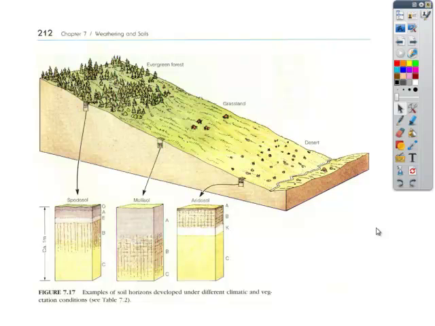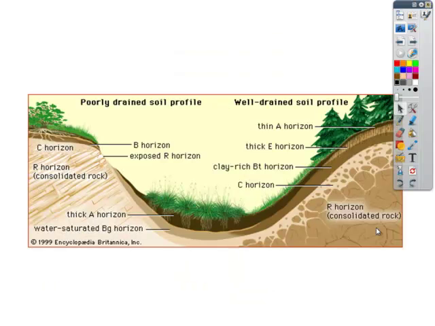But what about locally? How can you get soils to differ locally? In the case of a hillside, you have different soils forming at different places. I think the next slide will be a little bit better. Yeah, this one will be much better. In this particular case, we have two different possibilities. Over on the left, we have poorly drained soils, and on the right, we have well-drained soils, which isn't the key in this case. I'm not worried about that. What I am worried about is the difference in the horizons.